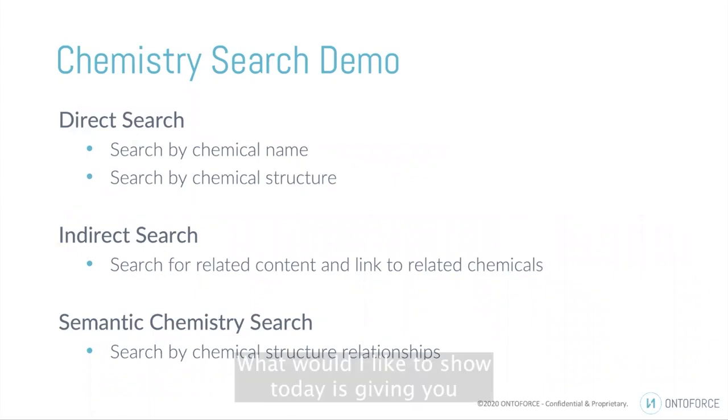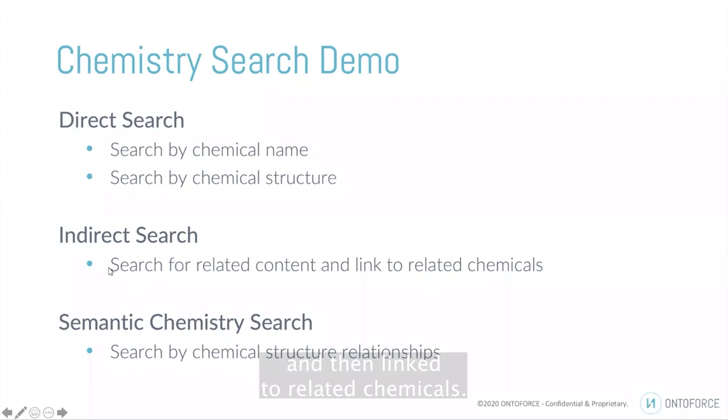What I would like to show today is giving you some examples of doing direct searching in DISQOVER, searching on a chemical name or a chemical structure. Indirect searching, meaning that we are first searching for something different and then link to related chemicals. And then also explain a little bit more detail semantic chemistry search.